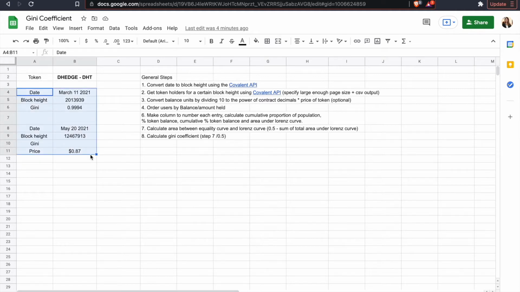I just wanted to see if there was any difference in the Gini coefficient afterwards. If anything, I would predict there would be a slight decrease, but it didn't seem like this pool 2 really distributed the tokens that much. So let's jump into it.